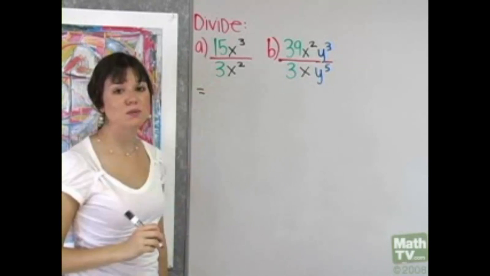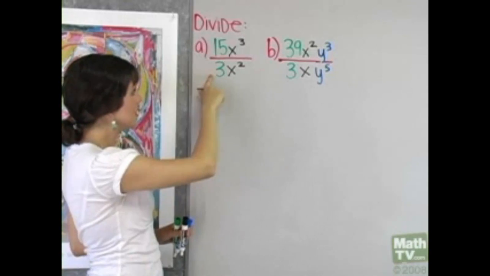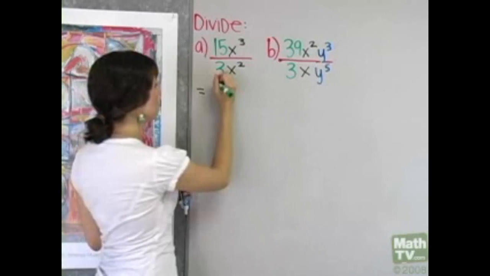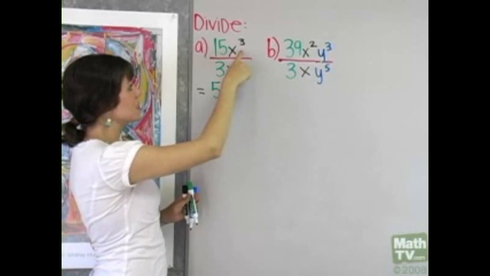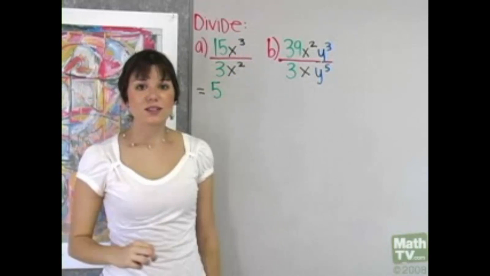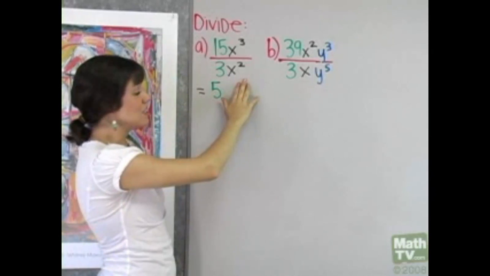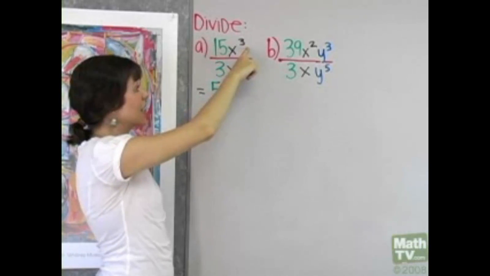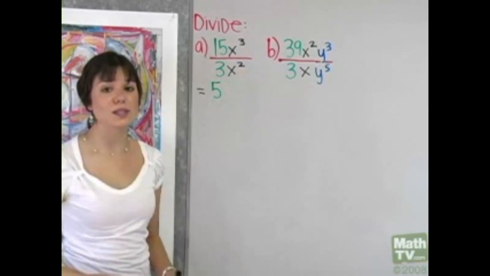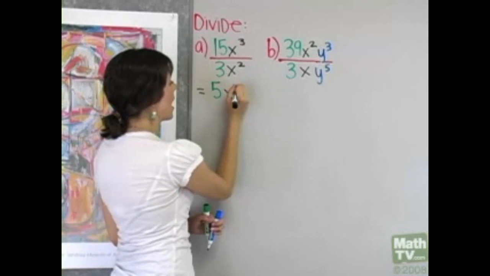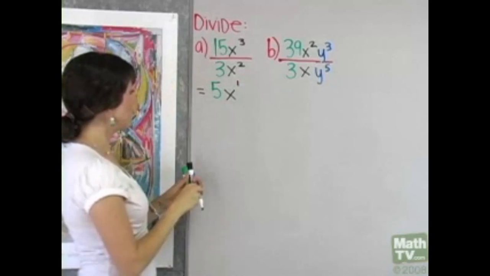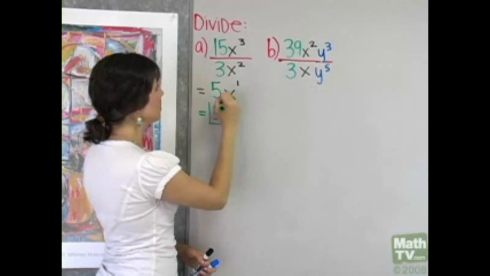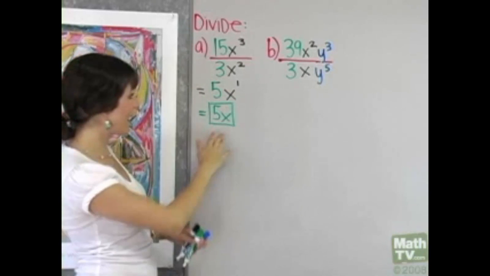we have 15x cubed divided by 3x squared. So first I'm going to divide the numbers. 15 divided by 3 will leave us with a 5 in the numerator. And then we have x cubed divided by x squared. When we're dividing terms with the same bases and they have exponents, we want to subtract the exponents. So 3 minus 2 is 1, so we'll get x raised to 1, and we can just write that as 5x. So 15x cubed divided by 3x squared is 5x.